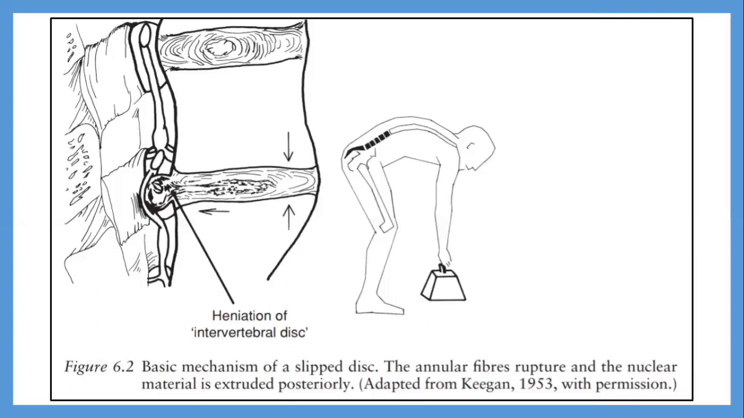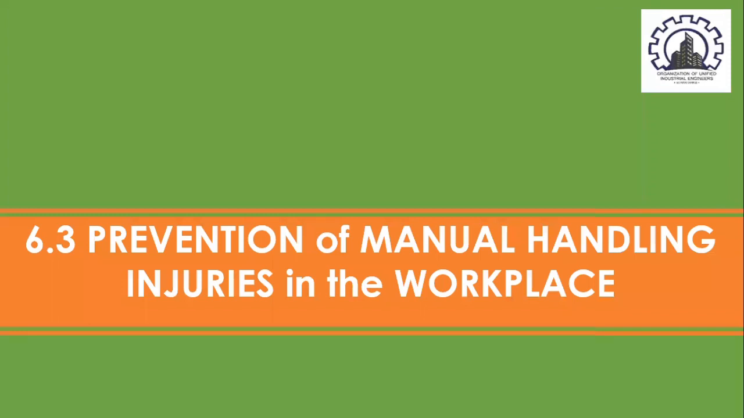And the next key area that I'm going to be highlighting right now is prevention of manual handling injuries in the workplace. Now, in the previous chapters, we learned that the perspective of ergonomics is to design tasks to make the operators safe, but the most common approach in most industries is to train workers to lift safely.